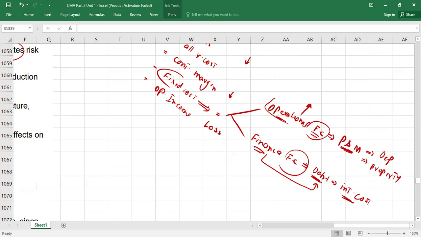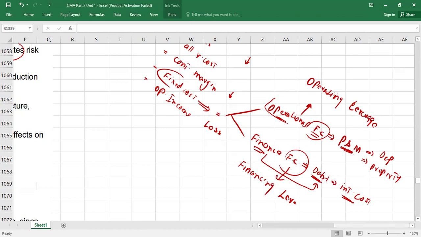If you have any fixed cost relevant to your operation, to measure the risk of operational fixed cost, we always calculate operating leverage. We always calculate what? Operating leverage. And to measure the risk of finance related fixed cost, we always calculate financing leverage. Okay, we have our operating leverage and financing leverage. Understood? So here we go.